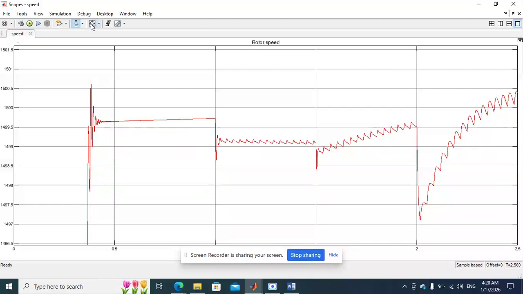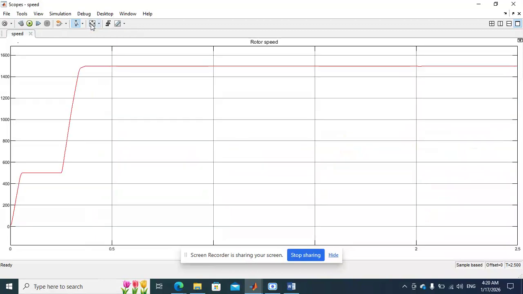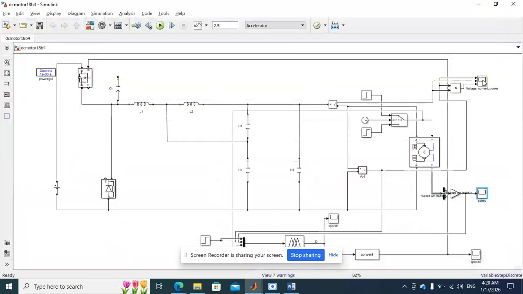So compared to the PI controller, where the speed is 1480 rpm, here the accuracy is higher. That means the steady state error is low. Similarly, the settling time is reduced compared to the PI controller. Under different speeds and different load conditions, the ANFIS control performs better than the PI controller. This is the working of the buck converter based DC drive with the ANFIS controller.